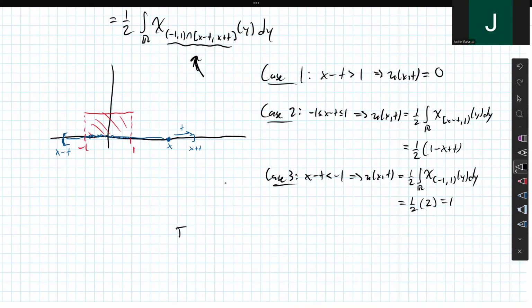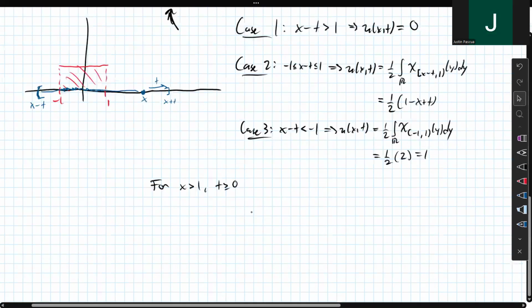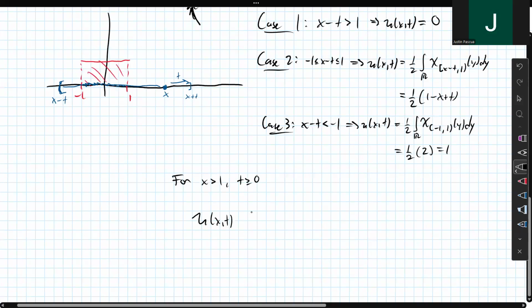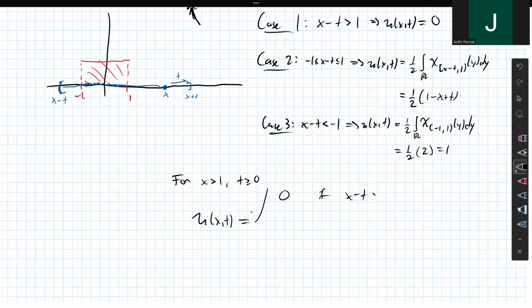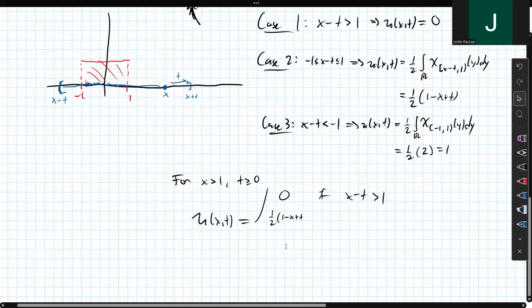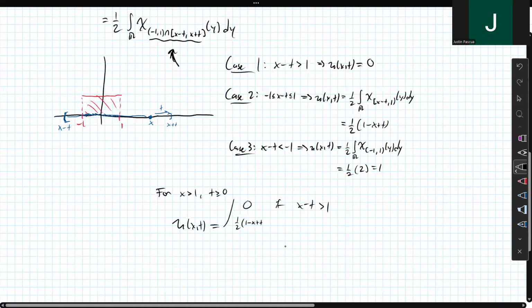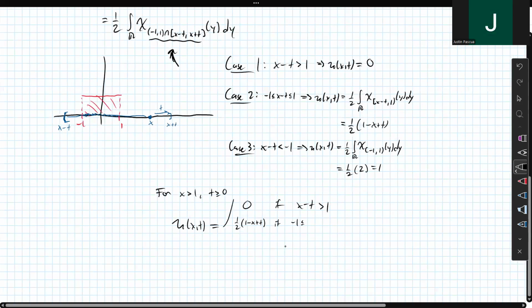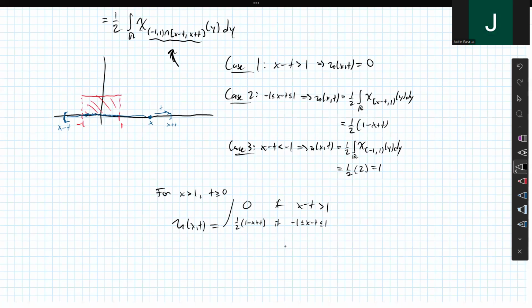All right, so putting this all together now, for x greater than 1, t non-negative, we get that u of x,t is equal to 0 if x minus t is greater than 1. 1/2 of 1 minus x plus t if x minus t is between -1 and 1. And it's equal to 1 if x minus t is less than -1.